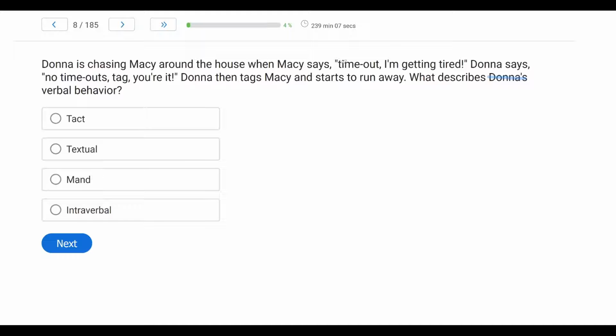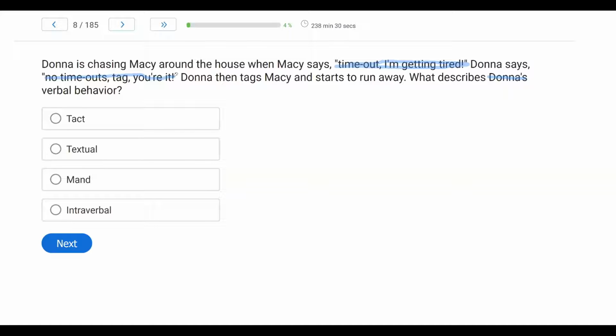So Donna is chasing Macy around the house. Macy says, "Timeout, I'm getting tired." What is Macy's behavior? Well, Macy's behavior is a command. Macy is requesting a timeout due to a motivating operation. But we're not looking at Macy's verbal behavior. We're looking at Donna. So in response, Donna says, "No timeouts, tag, you're it." So Donna's behavior was evoked by Macy saying, "Timeout, I'm getting tired." So Donna's verbal behavior was evoked by a verbal SD. It does not have point-to-point correspondence, but it has formal similarity.